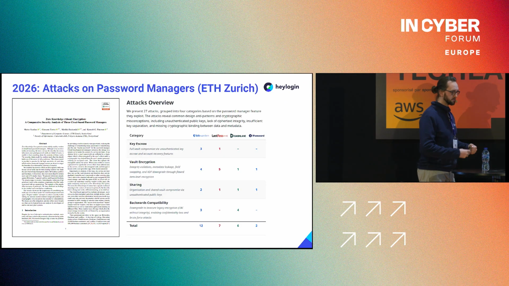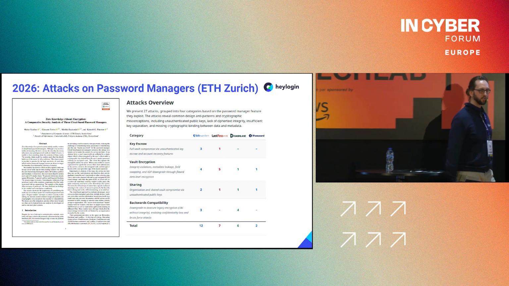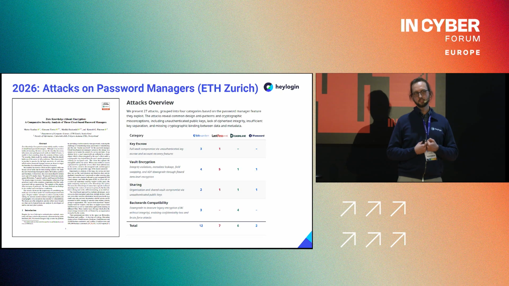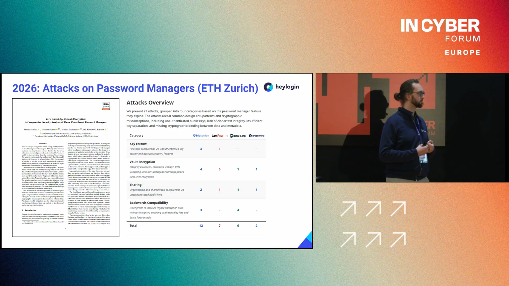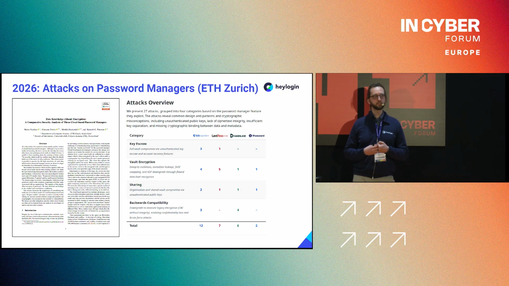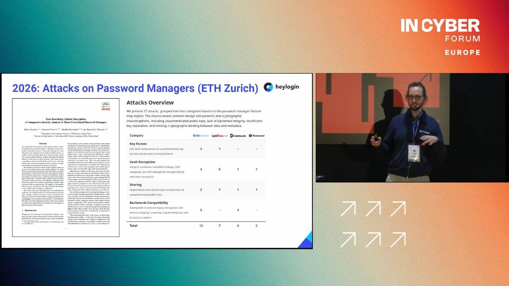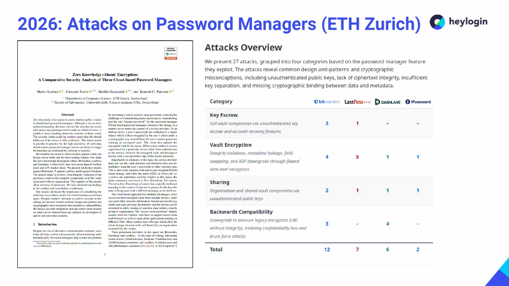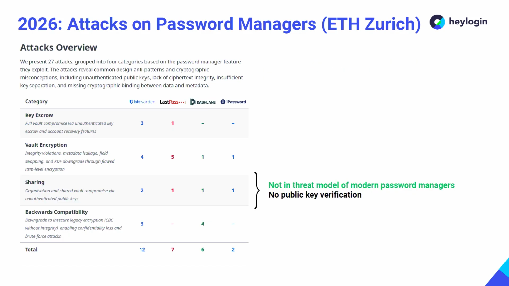Second part of the talk. There is more stuff coming up in our segment of password managers. A lot of people are really looking at it right now. So there is a new academic paper from ETH Zurich, and they uncovered different vulnerability classes inside password managers, and they segmented them. They called them the key escrow vulnerabilities, vault encryption, sharing, and backwards compatibility vulnerabilities. And I wanted to give you an overview of what the difference between these attacks is and what my personal opinion on these attacks is. So first and foremost, there are the attacks they call sharing.